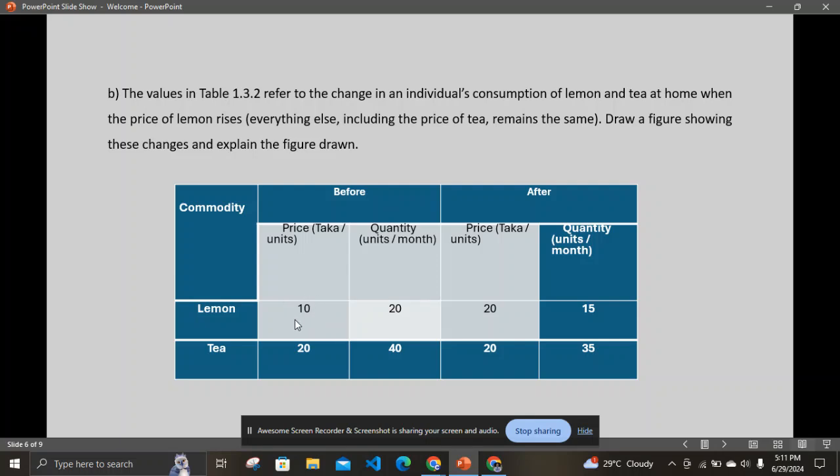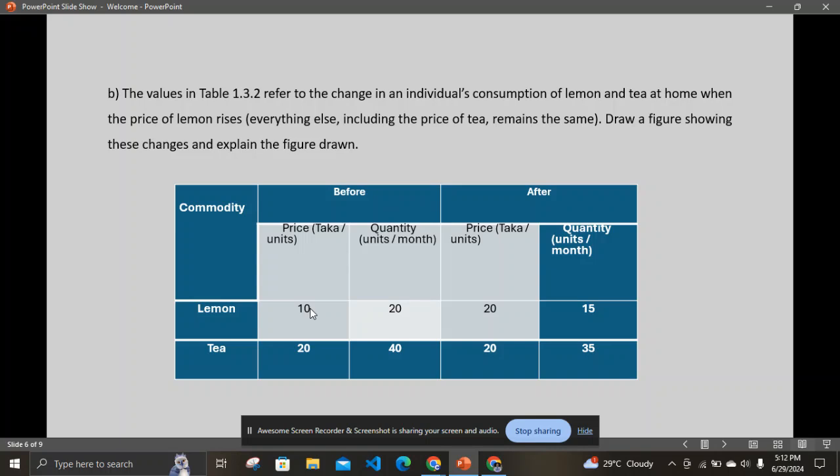When the price of lemon is 10 taka per cup, the quantity is 20 cups per month. When the price shoots up from 10 taka to 20 taka, the consumption decreases from 20 cups per month to 15 cups per month. So we can see here the basic fundamental of economics. When the price is increased, the demand is decreased. But when the price is decreased, the demand will also increase.